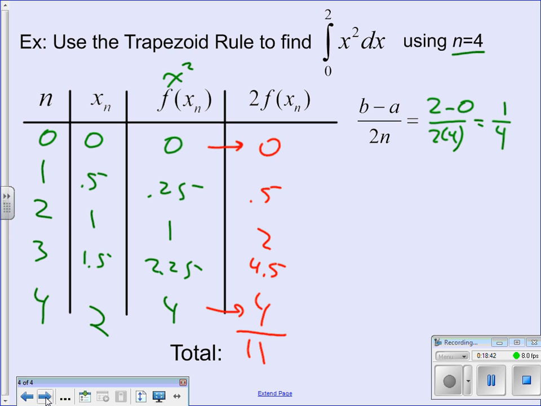So to find our final answer, the integral from 0 to 2 of x squared dx using the trapezoid rule is 11/4. Which is what? What's that work out to be? That's 2 3/4? 2.75.